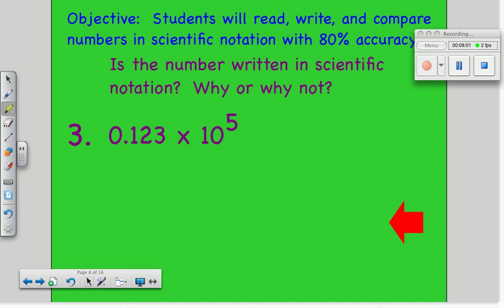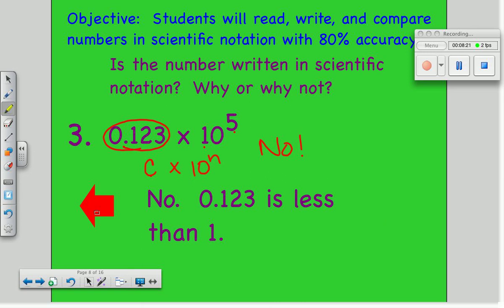How about this one? So again, our form is C times 10 to the power of N. I have 10 to the power of N, that's fine. How about the C? No. 0 and 123,000 is less than 1. It can't be less than 1. It has to be more than 1, less than 10.